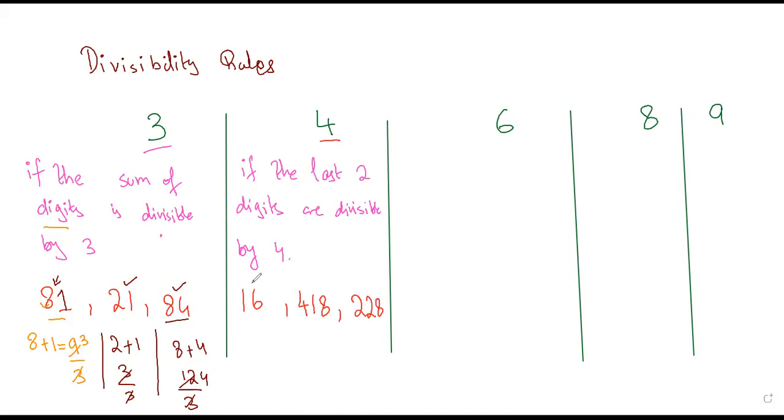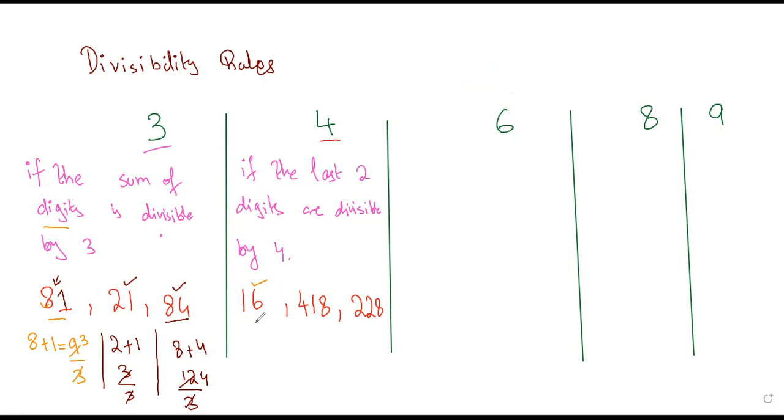Now we have 16. We need to check if 16 is divisible by 4 or not. By this, I mean that when I divide 16 by 4, I get 0 remainder. Remainder should be 0. This is what divisibility means. Are you guys clear with this concept?